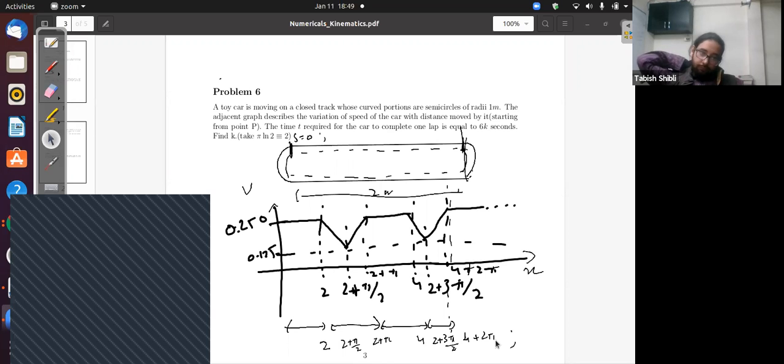One lap is essentially up to here, 4 plus 2 pi, this point. Because it's essentially going straight, circle, straight, circle. That is one lap. So you're going straight, you're going circle, straight, and then circle.